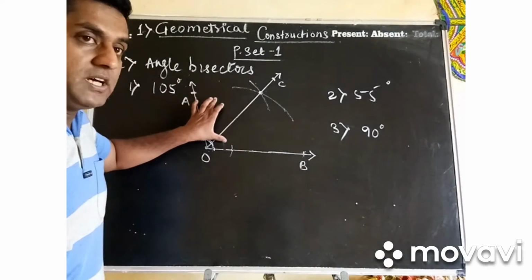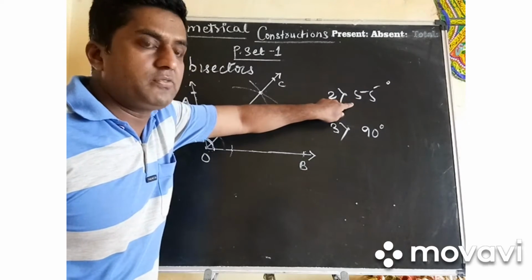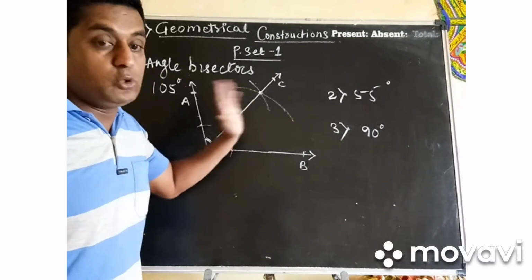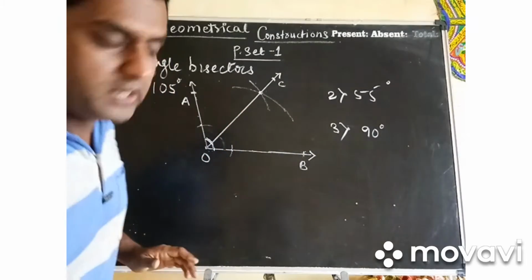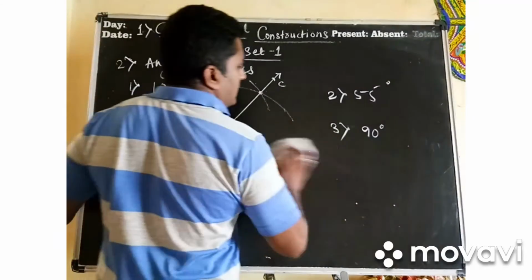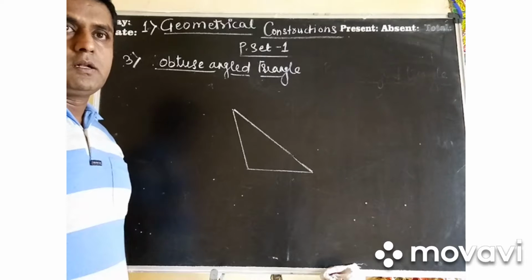How have I made it here? Similarly, you are going to draw angle 55 and its bisector, angle 90 and its bisector. You have to try this at home. Okay, hope you have understood how to draw. Now let us try to understand question number 3.